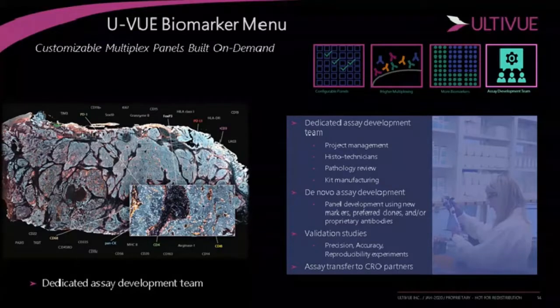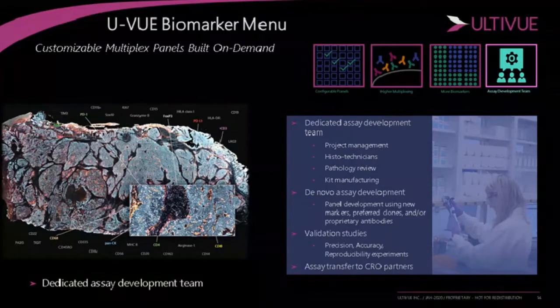What is also very important in the UView program is that we have a dedicated assay development team, which really helps you design your project by selecting the right biomarkers to identify your phenotypes of interest. And also this team can develop new markers that you will not find yet in the biomarker menu.